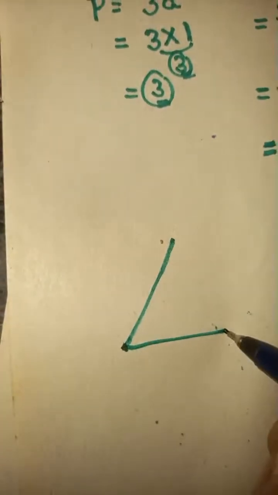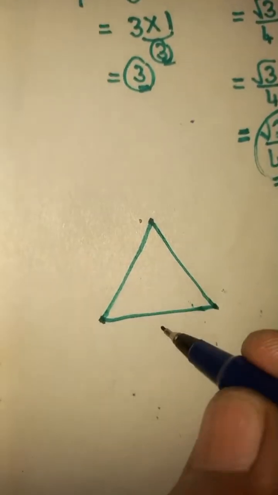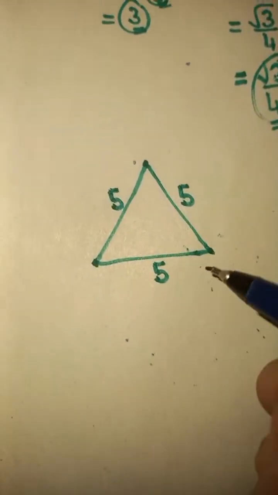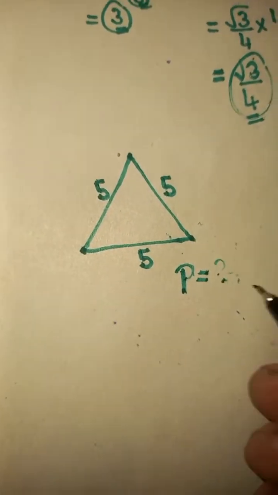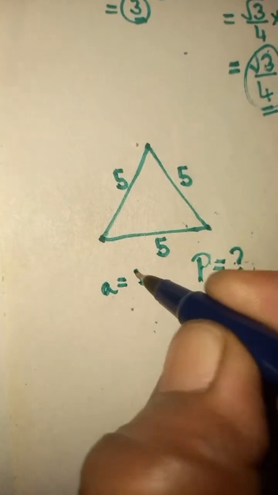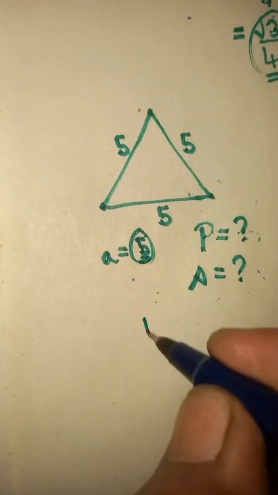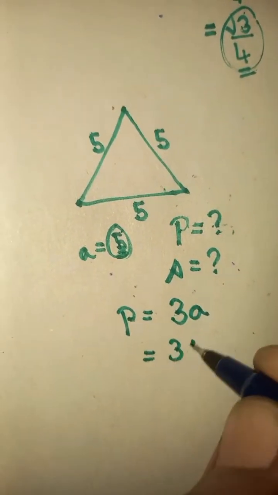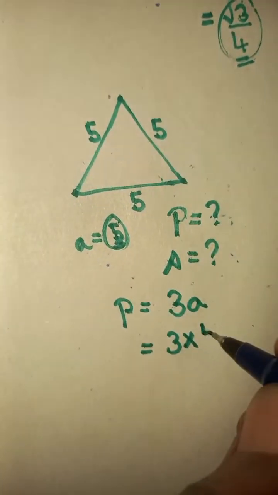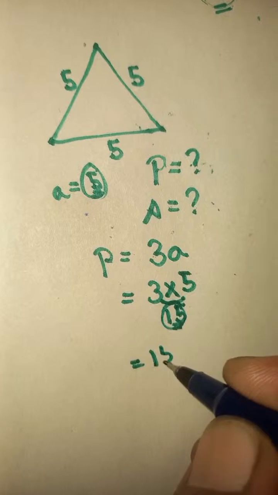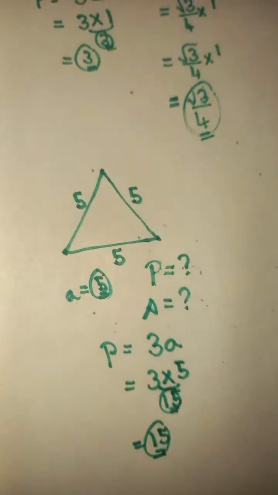Let's take one more equilateral triangle. In this equilateral triangle, all sides they have given us are 5 units. When all sides are 5 units, let's find out the perimeter and the area of this triangle. The side length is 5 units. Perimeter of this equilateral triangle is 3 times side length. That's 3 times 5 units. 3 times 5 is 15. So 15 units is the perimeter of this equilateral triangle.